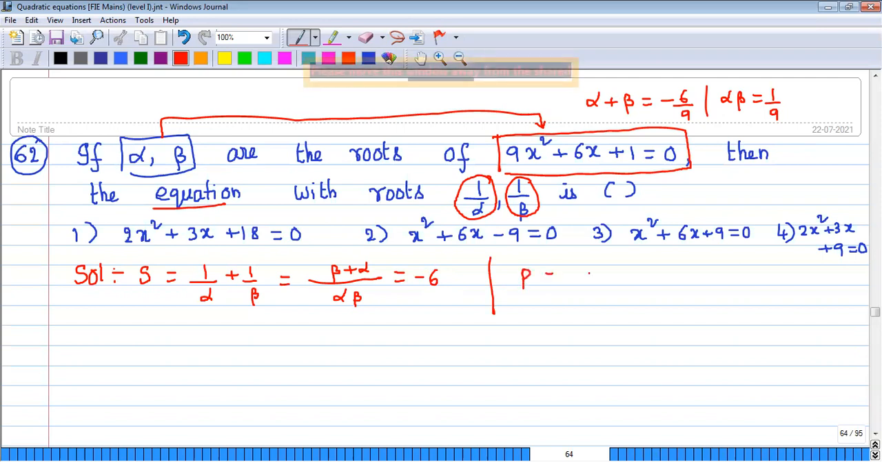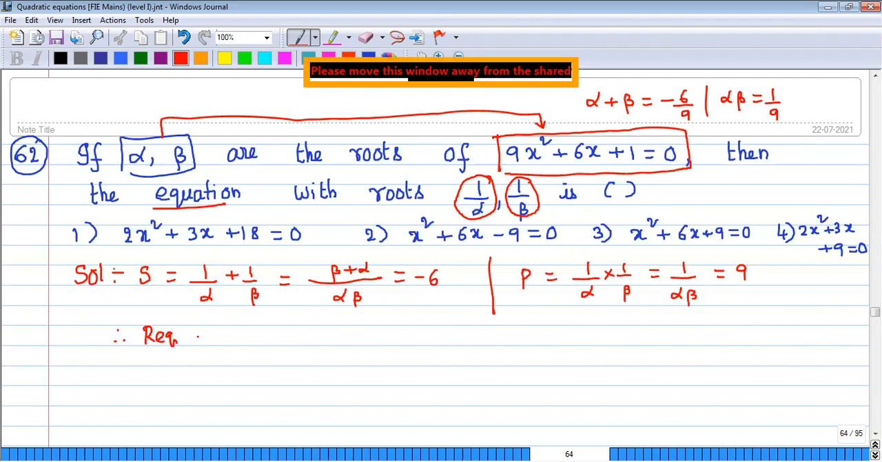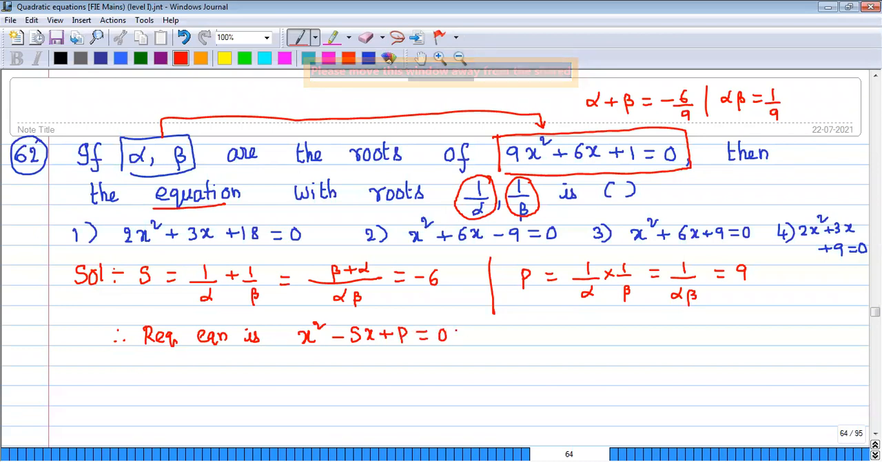Now the product, 1 by alpha into 1 by beta, that is 1 by alpha beta. Alpha beta is 1 by 9, so 1 by 1 by 9 is 9. Our resulting equation is x square minus sum of the roots into x plus product of the roots equals 0. That implies x square plus 6x plus 9 equals 0. This is the answer. Third option.